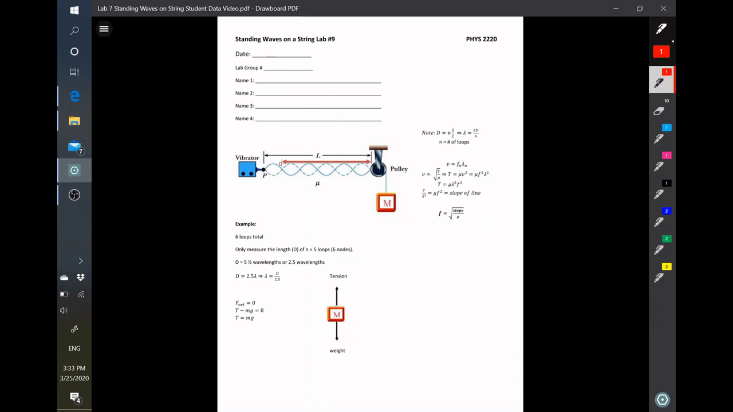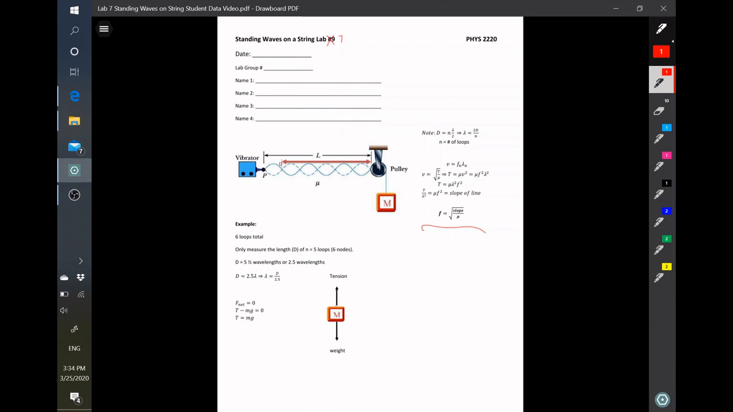Here's the data page for this lab. Notice at the top it says Lab 9. For us, this is Lab 7, but Physics 2220 does this as Lab 9. On this page, there are some formulas which we've gone over. There's the setup that we saw in the other lab packet.